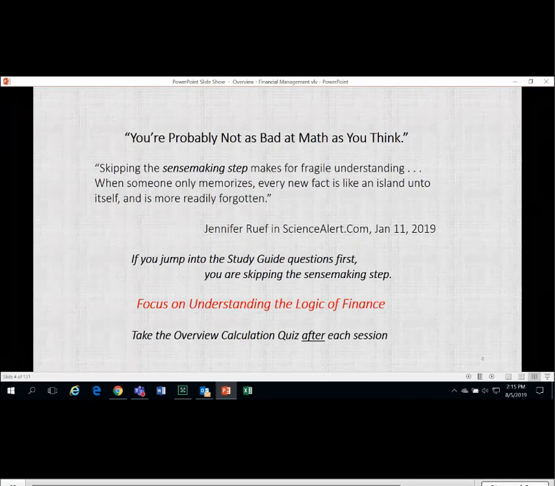Well, in the context of this course, if you have jumped into the study guide questions and start trying to work your way through those calculation questions, you're skipping the sense-making step. In this webinar, we'll focus primarily and first of all on understanding the logic of finance. There is a basic underlying logic throughout this course that is not terribly complicated, and you'll find out that many of the problems are just using that same logic over and over and over again. Once you understand the context of the problem and the financial principle being used, all of a sudden it's a much easier problem to solve.